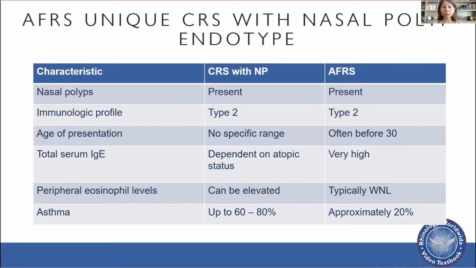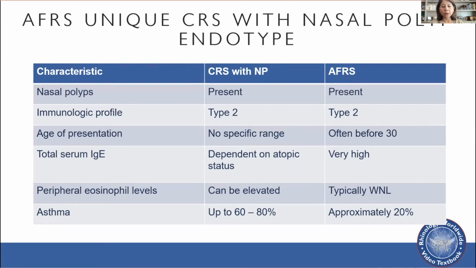Now, the age of presentation can be very different. So AFRS patients typically present much younger. In fact, the youngest patient that I saw with allergic fungal rhinosinusitis so far and operated on was a 7-year-old. So they can present very young. So generally less than 30 years of age, while CRS with nasal polyps more commonly presents in an older group, at least greater than 30 years of age.